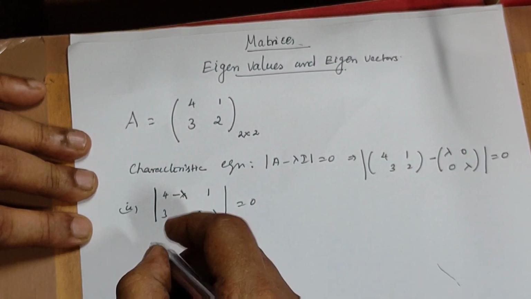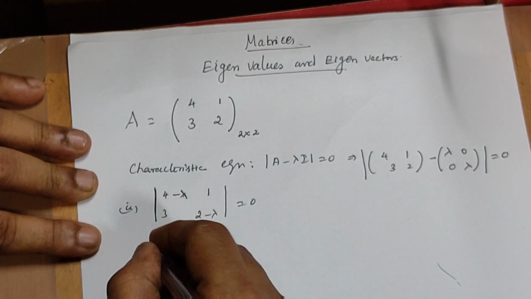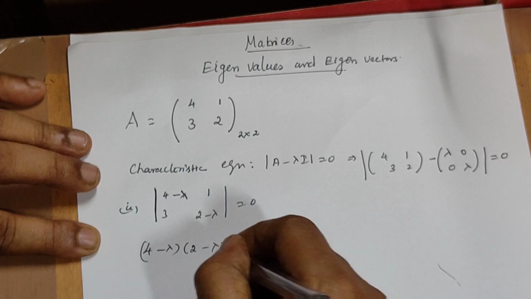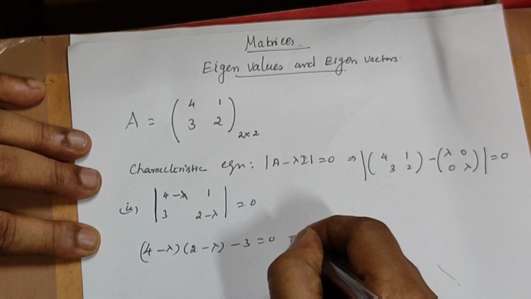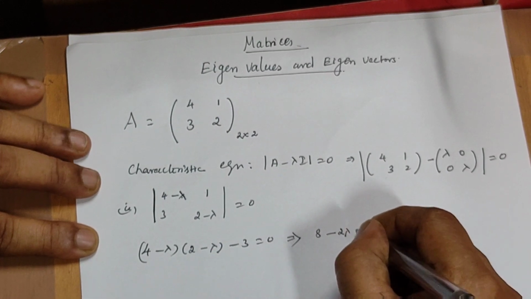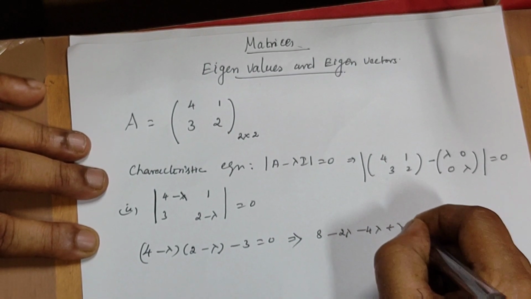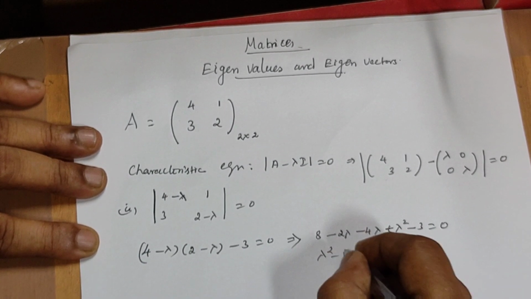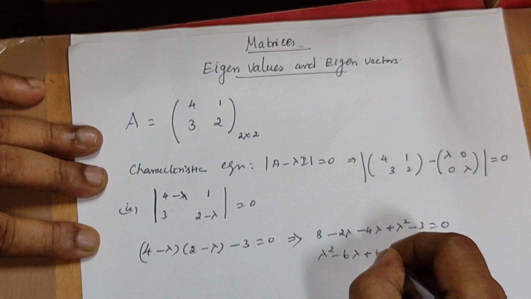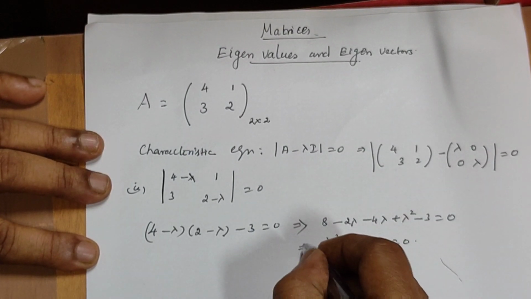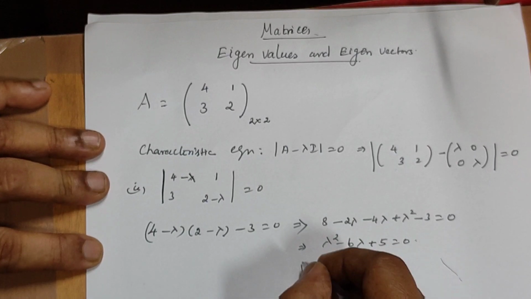So expand this determinant. You know how to expand a determinant. It is (4 minus lambda) into (2 minus lambda) minus 3 equal to 0. When you expand this, you will get 8 minus 2 lambda minus 4 lambda plus lambda squared minus 3 equal to 0. And this is lambda squared minus 6 lambda plus 5 equal to 0. So you have to factorize this, that is, you have to solve this quadratic equation.